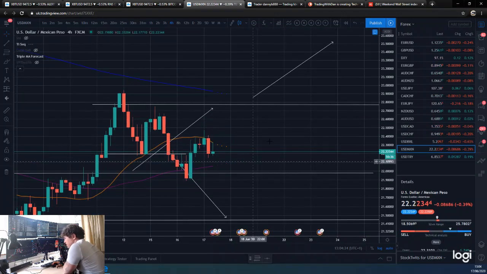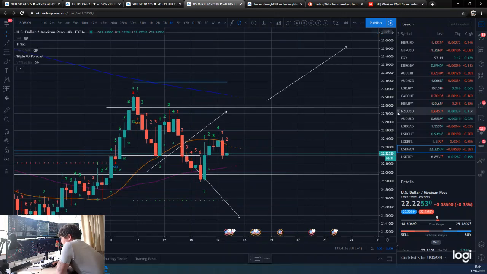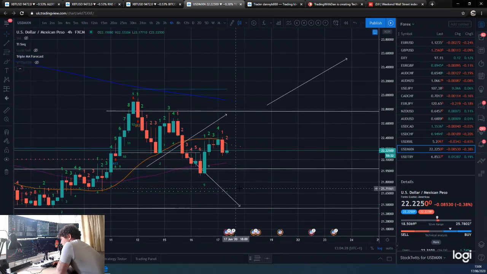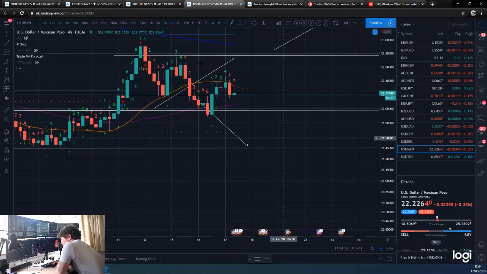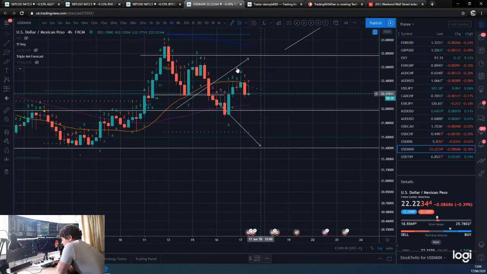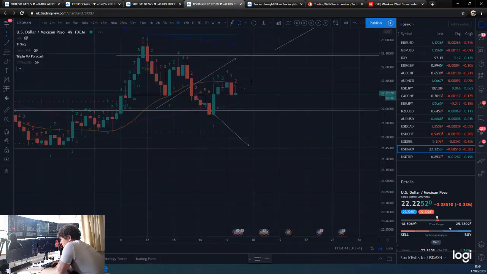US dollar Mexican peso. Nothing on the 4 hour. This just looks like lower highs and lower lows. We've got a trend line there, so I would say we're getting rejected by that, and we're going to come down, take out this low and test down there. That looks like the logical course of action here for myself.